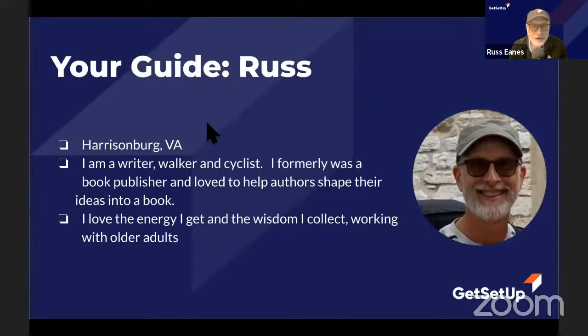I'm from Harrisonburg, Virginia. We were all talking about where we're from. Harrisonburg is in Western Virginia in the Shenandoah Valley. I am a writer, a walker, and a cyclist. I formerly was a book publisher, and I loved to help authors shape their ideas into a book. I really loved working with authors. I still work with people who are authors or want to write at Get Set Up. So we had a class earlier today about starting a memoir. And now I'm a full-time guide with Get Set Up, and I love the energy that I get from working with all of you folks. So I'm really having fun these days teaching and being a guide on Get Set Up.